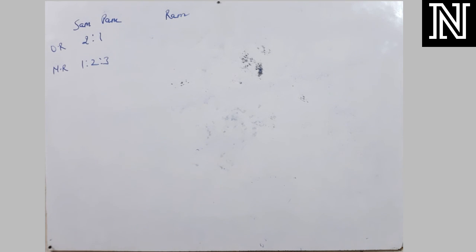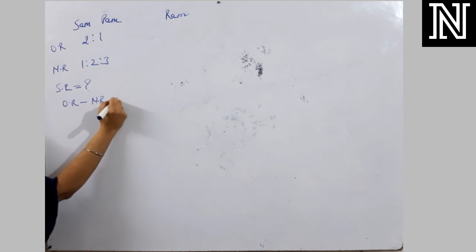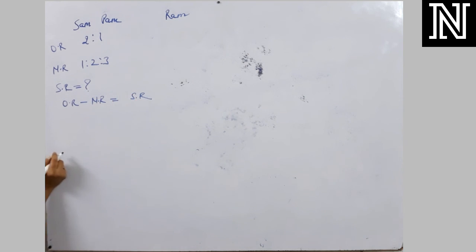Anyone who can say how to calculate sacrificing ratio? We have the old ratio, we have the new ratio. Tell me. Yes, old ratio minus new ratio will give us the sacrificing ratio. So it's also a simple condition. For which persons do we have to calculate the sacrificing ratio? Sam and Pam. Do we also have to calculate it for Ram or not? No, ma'am. Only Sam and Pam.